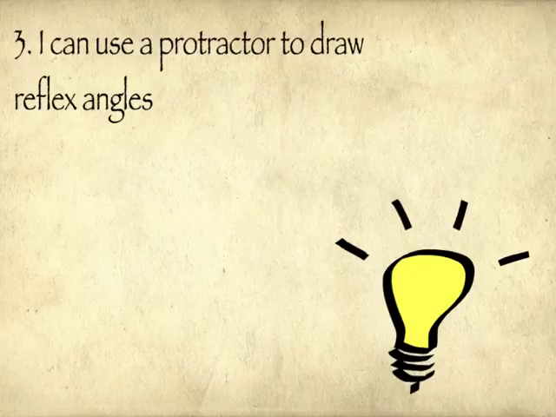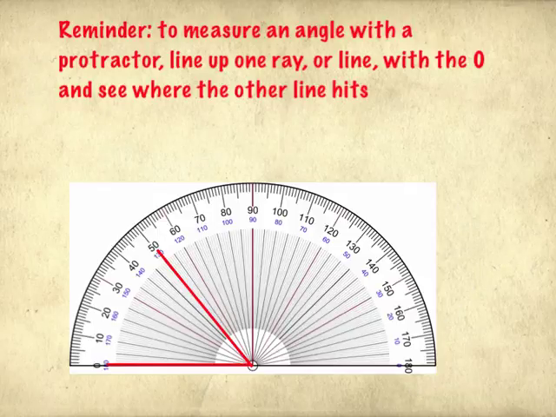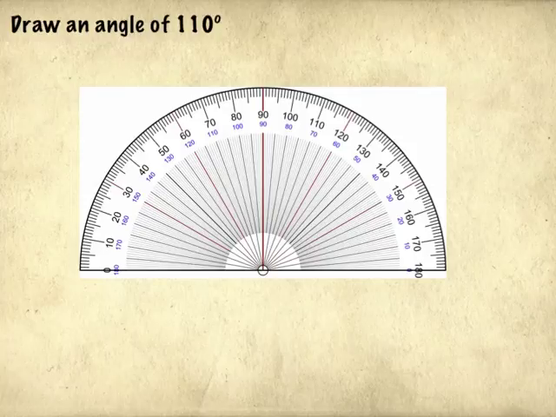Meantime, let's talk about using a protractor to draw reflex angles. So remember, if you want to measure an angle with a protractor, you line up one ray or line with the 0 and you see where the other line hits. So in this angle here, I've got this line on the 0 and this line going to the 50, so this is a 50-degree angle.